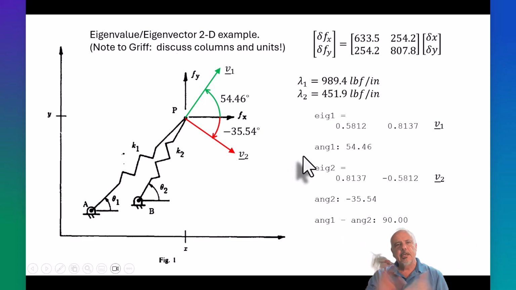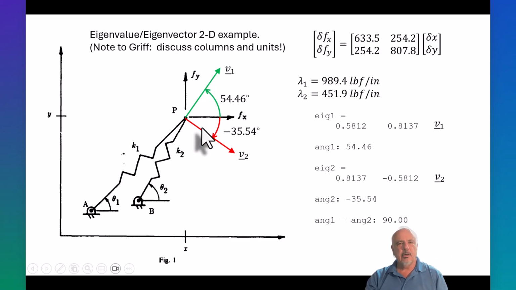Okay, so here's the result of it. And we get that 2 by 2 matrix that I showed you earlier. So these elements do have units of pound force per inch. There's my lambda 1. There's my lambda 2. Here's my eigenvector for the first one, V1. So that's the 54.46 that we had a preview of early in the discussion.